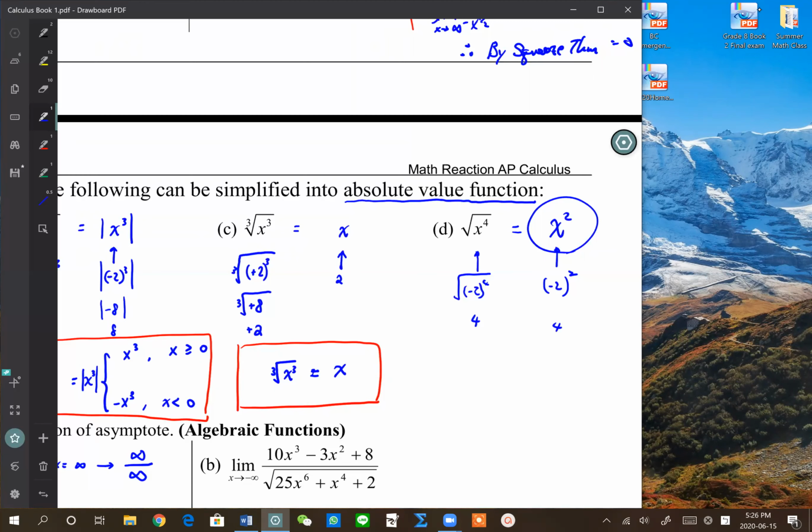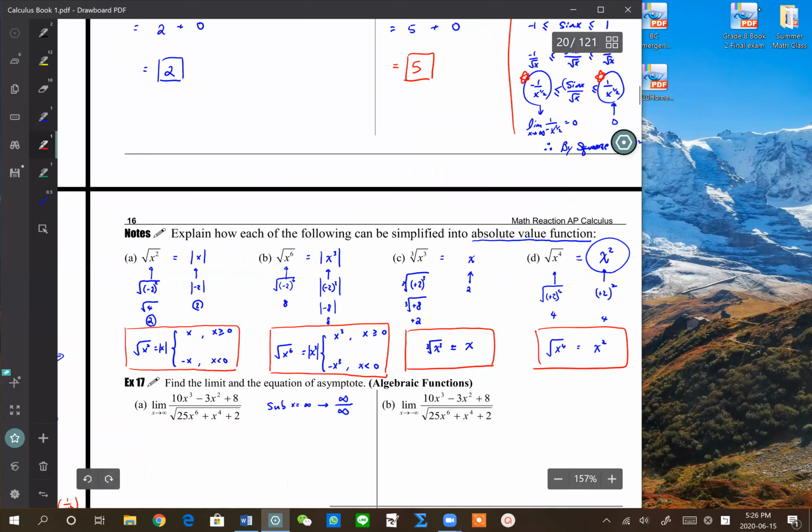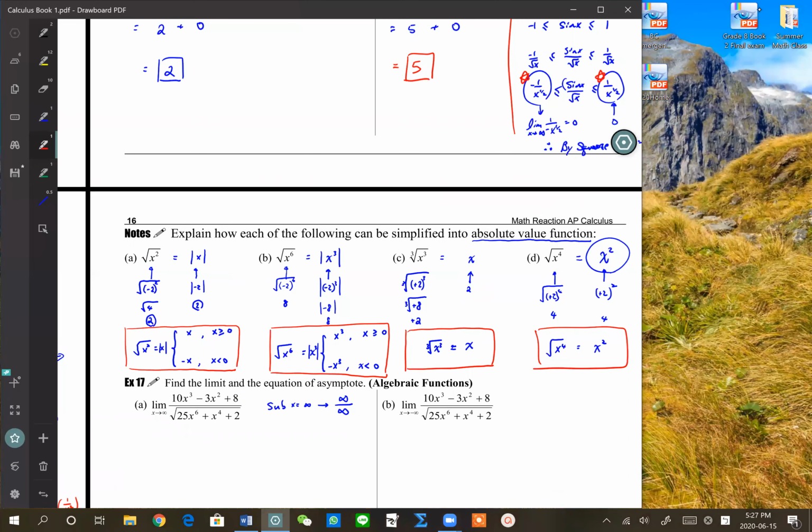But square works like absolute value, right? If I input +2, still get 4, right? +2 still +4, okay? So I don't need absolute value. So for this one, it will equal simply x squared, okay? So that's the point of knowing these things.